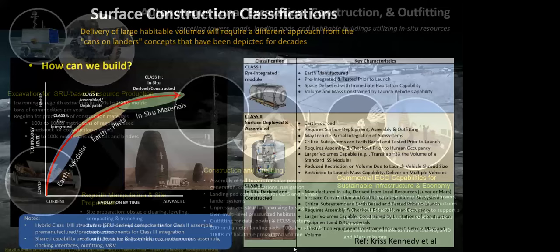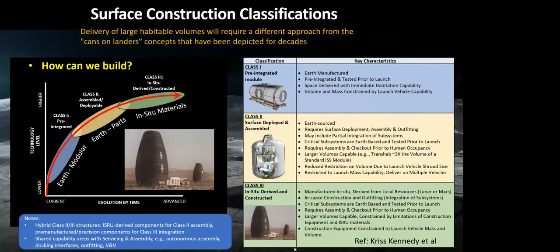Very quickly, we have class 1 structures, class 2 structures, class 3 structures. Class 1 is you bring it all from Earth. Class 2 is you bring it from Earth, but you deploy and assemble it. And class 3 is where you start to use some in situ derived components to make your structures. Ideally, it would be 100% ISRU, 100% in situ derived materials and components, but that's a way out in the future. We're not there yet, although we are developing the technologies today to get there one day.